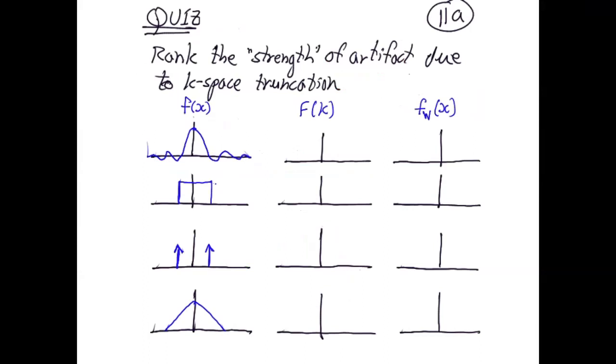So the idea here is to rank the strength of the artifacts due to k-space truncation. These are the images, F of x, f of small x. You have to think of what F of k is, and then what happens after we truncate capital F of k, what would happen to the image, how the artifacts are going to be for f sub w of x. Okay, let's just do the first one. What is the Fourier transform of f of x? A rect function. It's a rect function. So I'm going to draw a rect function. Now I'm going to truncate the rect function.